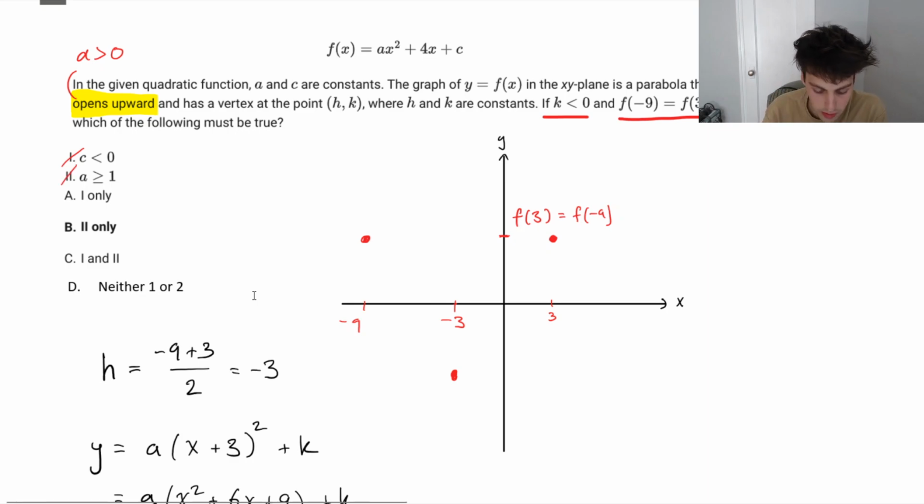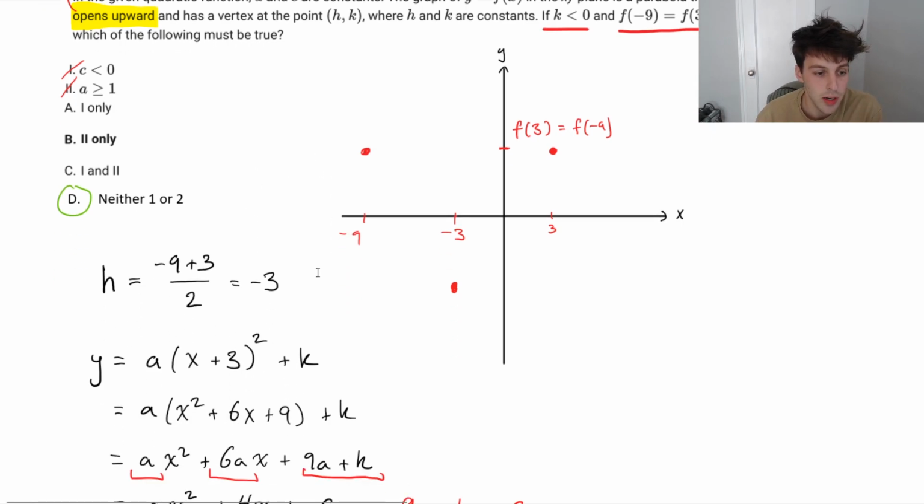So by process of elimination now, we can see that neither 1 nor 2 are correct. So our answer D would be the correct one. Okay, let's move to the next question.